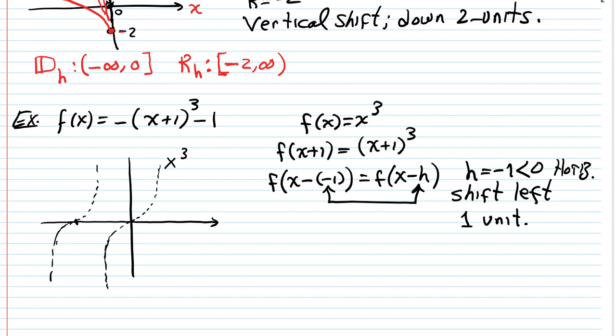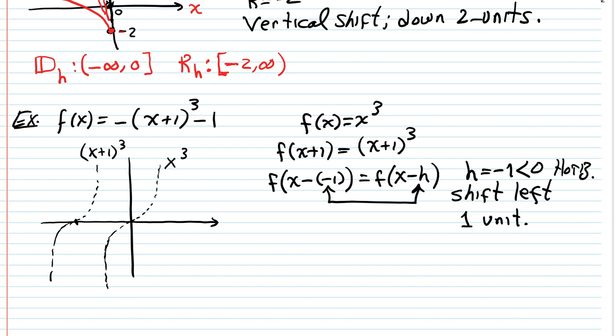And here I have that one. At this point, this is x plus 1 cubed. See how I can trace it? So there is a shift to the left 1 unit. Everything shifts to the left 1 unit.